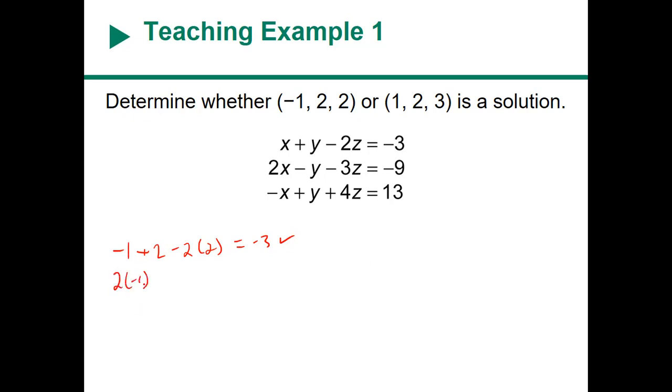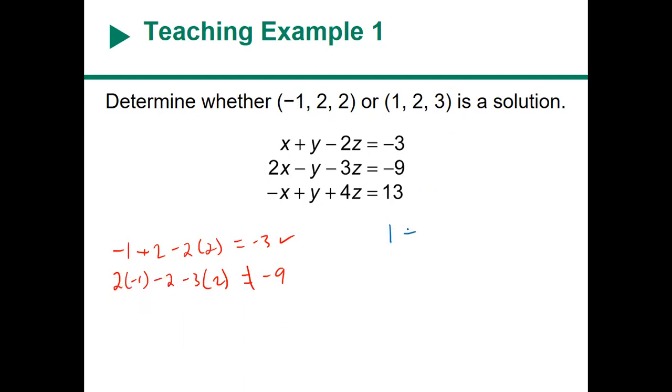So we have 2 times -1 minus 2 minus 3 times 2. 2 times -1 is? -2 minus 2 is? -2 minus 2 is -4, right? And then -4 minus 6 is? Negative what? 10. Does that equal -9? No. So this is not a true statement. So that lets me know that this is not the solution to this system. Does that make sense? Okay. Just because it's true for one, it has to be true for all in order to be the solution to the system. So I'm going to switch, and now I'm going to test out 1, 2, 3.